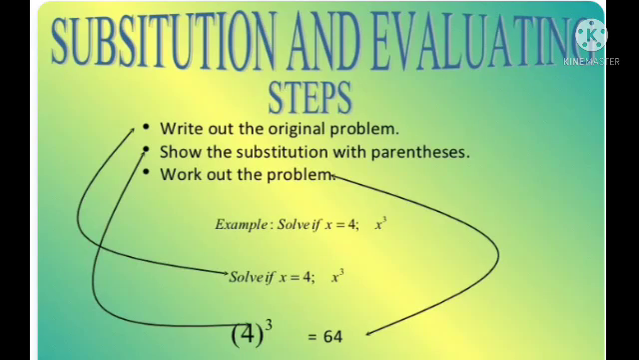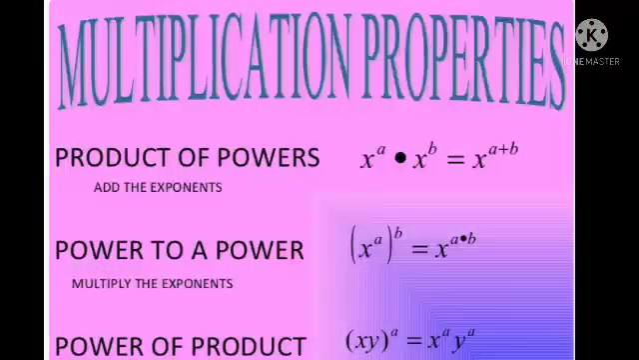Substitution and evaluating steps. First step, write out the original problem as shown. Second, show the substitution with parentheses. And the third step, work out the problem. Multiplication properties. First one, product of powers. We have to add the exponents. x raised to the power a multiplied by x raised to the power b is equal to x raised to the power a plus b.